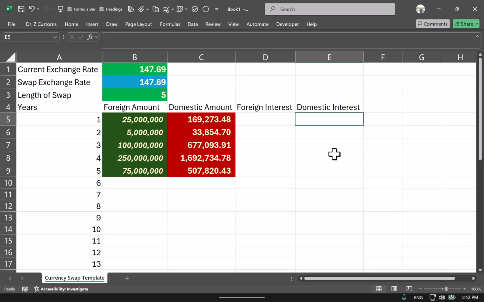I need to figure out what are the interest rates for the foreign currency and what are the interest rates for domestic currency. The idea is I'm going to calculate the present value of the foreign amounts using the foreign interest rates. I'm going to calculate present value of the domestic amount given the swap rate using the domestic interest rates. If the swap value is right, then the ratio of those present values should give the swap currency rate, right?